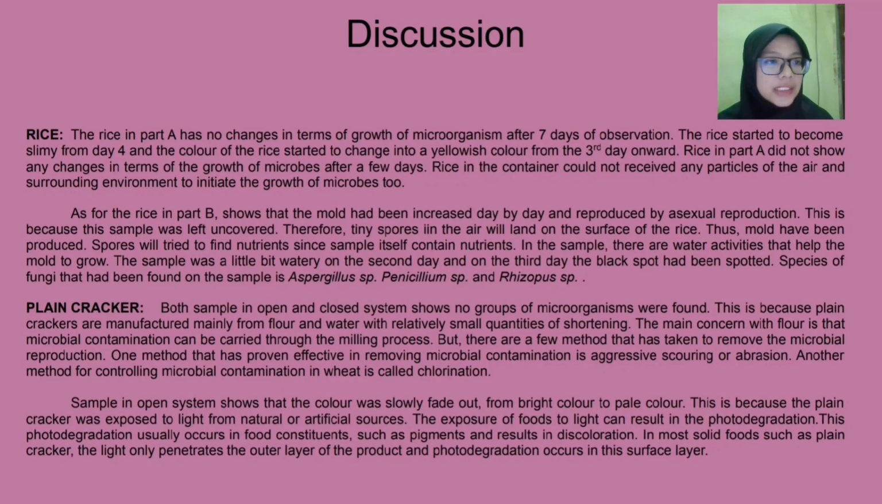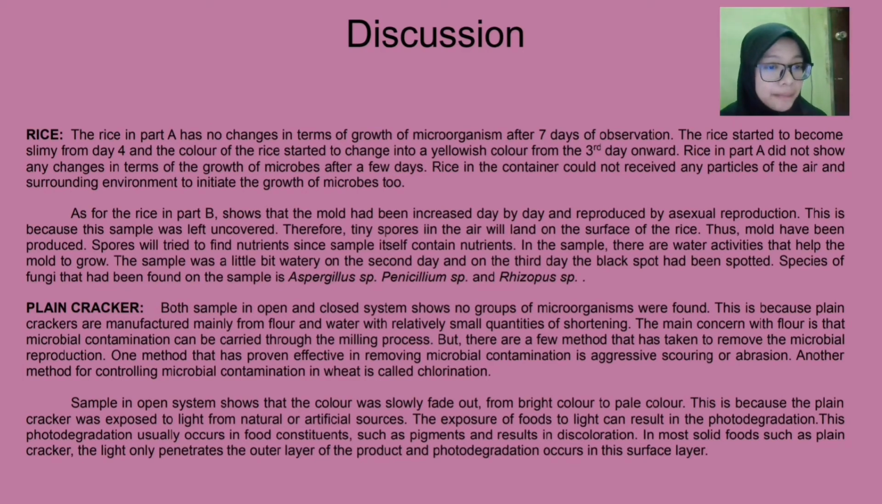Based on the rice sample, we can see that the rice in closed system has no changes in terms of growth of microorganisms. This is because the rice in the container could not receive any particles of the air and surrounding environment to initiate the growth of microbes. But as for the rice in open system, we can see that mold has increased day by day and reproduced by asexual reproduction. This is because the rice has been left uncovered, so tiny spores in the air will land on the surface of the rice. Therefore, mold will be produced. Some examples of fungi that have been found on the sample are Aspergillus species, Penicillium species, and Rhizopus species.